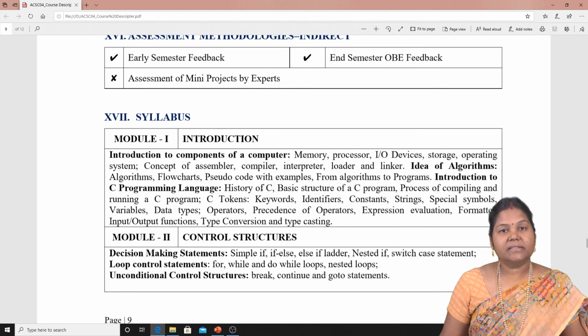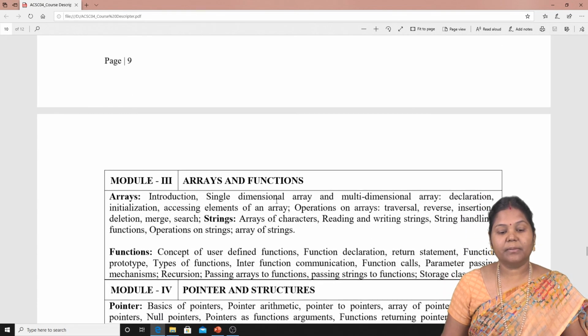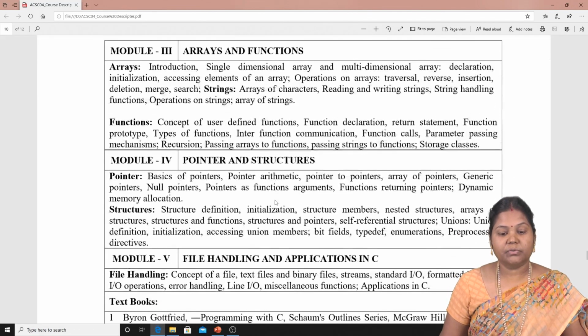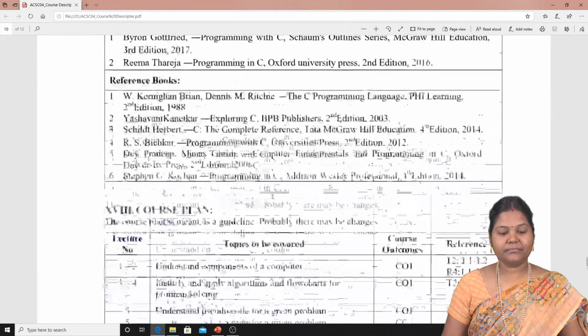The next table indicates the syllabus that they are going to study in this course. The syllabus comprises 5 modules. Each module is interconnected with the next module, and in a particular hierarchy the students learn this course. Followed by that, we will find the textbooks and the reference books that the students need to follow.